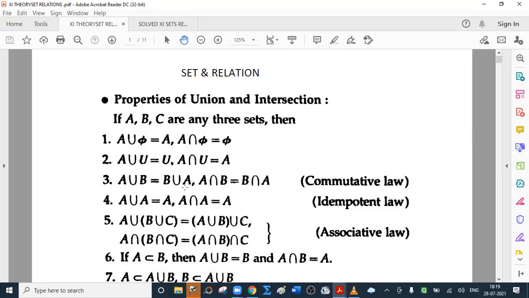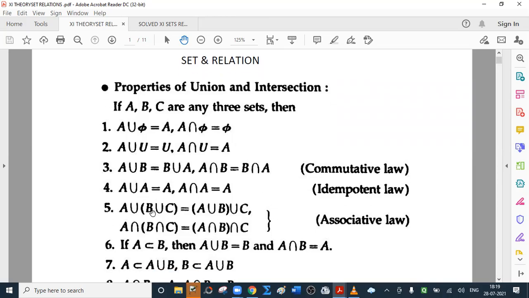A intersection universal set is obviously A. A union B is B union A. A intersection B is B intersection A. Don't say obviously, this is commutative law. A union A is A. A intersection A is A. It is called as idempotent law. Now fifth part is very, very important. A union B union C is A union B.